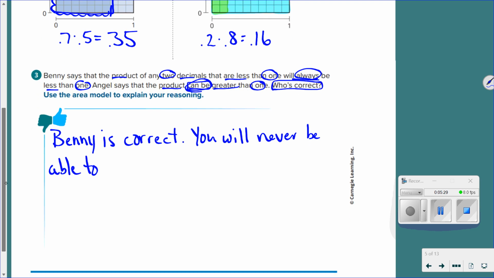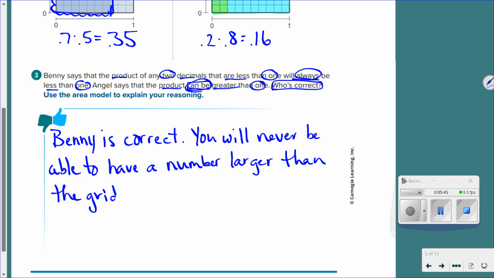You'll never be able to have a number larger than the grid when they are both smaller than the grid.